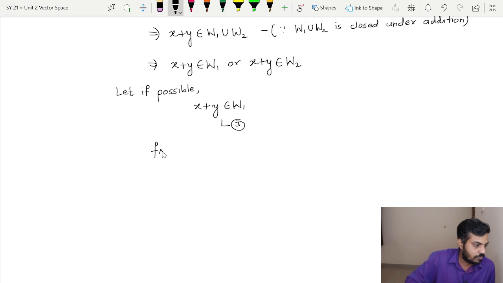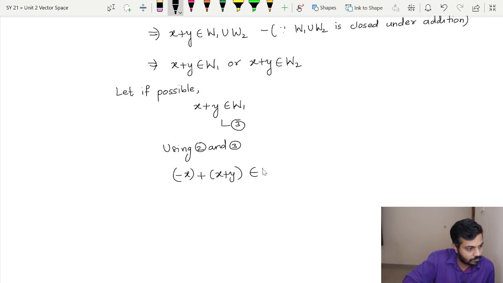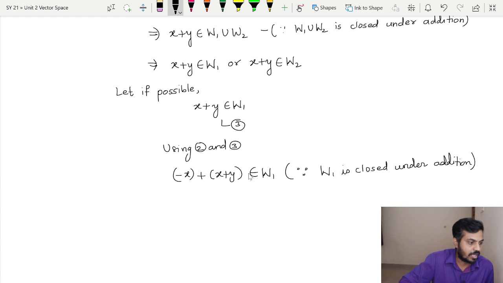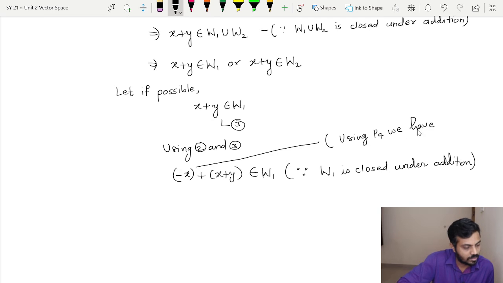So using 2 and 3, we can say that minus x plus y belongs to W1, since W1 is closed under addition. And over here, which property have we used? If you want, I will mention that as well. Using P4, this minus x belongs to W1, that is there.